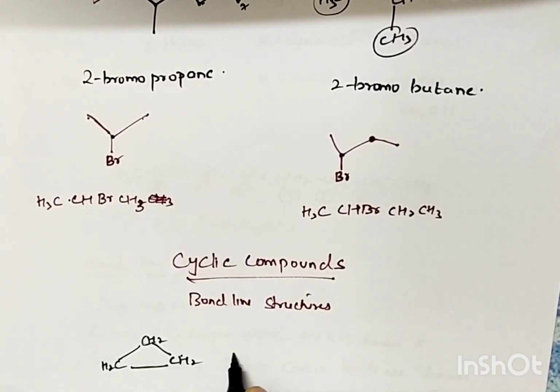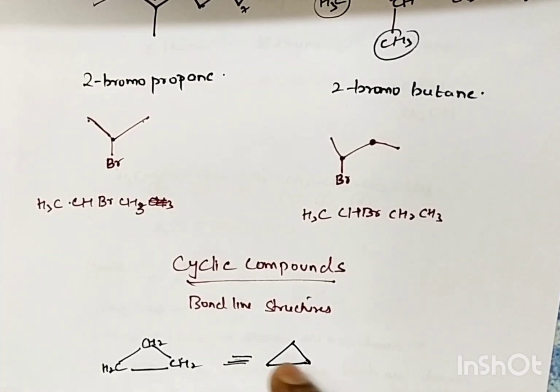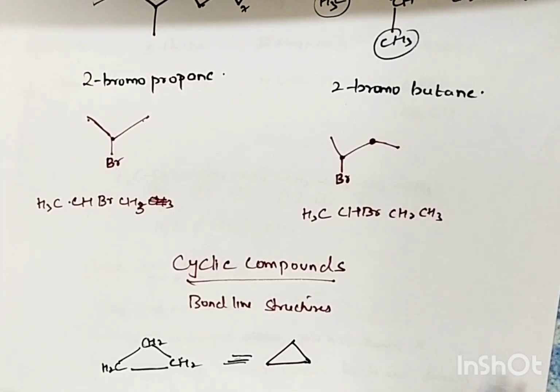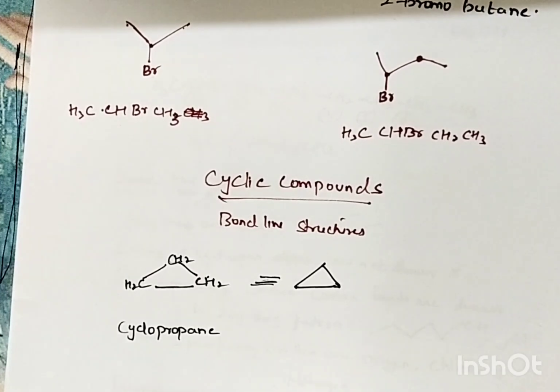So how to represent this in bond line structures? We can represent this like this without denoting any atoms. These corner junctions are nothing but carbon atoms, and 2 bonds are here. So definitely there will be 2 hydrogens. So this is a way of representing bond line structures. So let's see another compound.